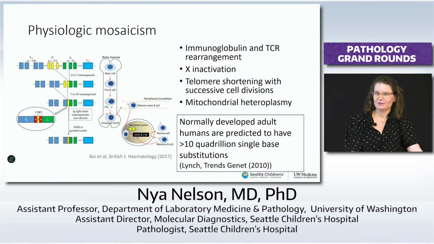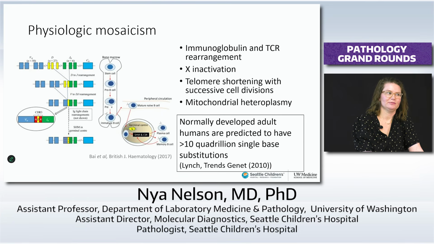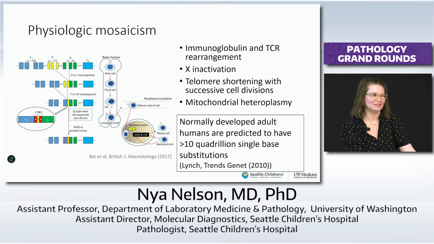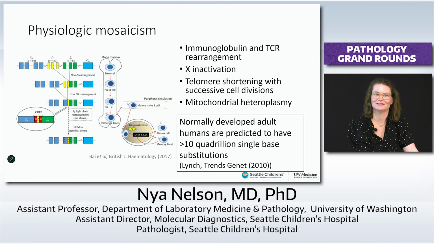But before we talk about mosaicism and disease, I think it's important that we take a moment to recognize all the physiologic roles in which mosaicism is important. One of those would be our immunoglobulin and T cell receptor rearrangements. All of our B and T cells have a variety of different immunoglobulins and T cell receptors that they express to help protect us from infection. In those of us that have two X chromosomes, there's random X inactivation within different cells.